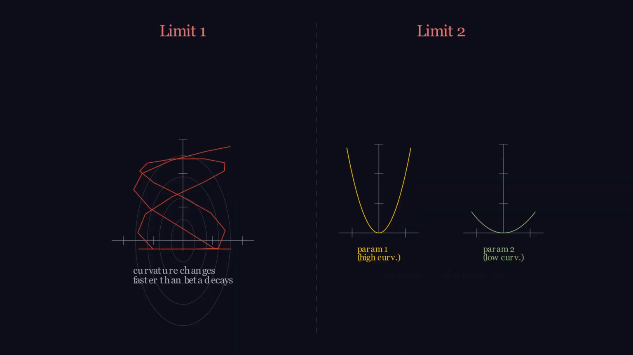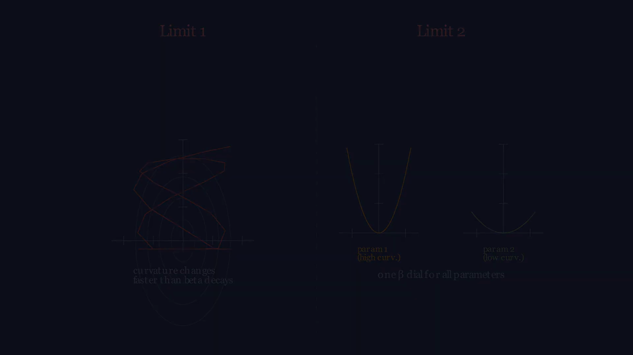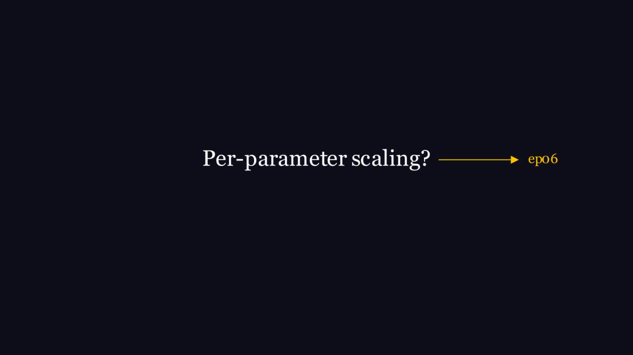Limit 2, a single beta applies the same temporal smoothing to every parameter, but parameters in a real network can have very different curvatures and gradient scales. Momentum smooths in time, it does not adapt to the space of parameters. This raises the natural question: what if the smoothing were per parameter, not just temporal? What if each parameter had its own effective memory, tuned to its own gradient scale? That question opens episode 6.